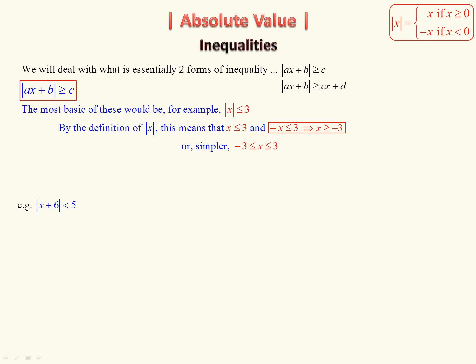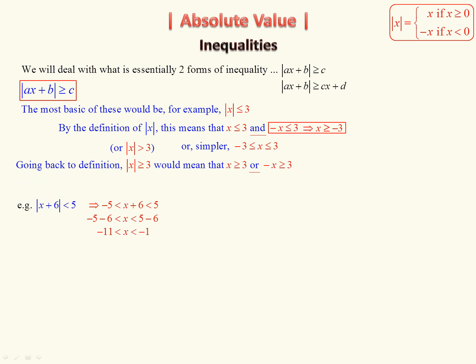Let's look at an example. This means x plus 6 is between negative 5 and 5. There are three components to this inequality, and I need to get rid of the 6 by subtracting, so I must subtract 6. And there's the answer.